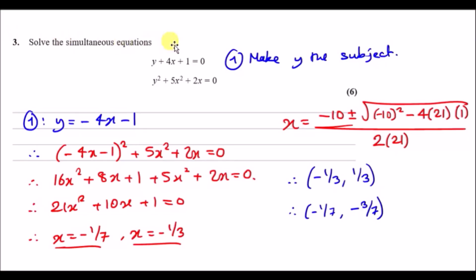Solve the simultaneous equations. All right, fair enough. For these kind of pairs, you'll realize you get a linear term here and then a quadratic term. My tip is to always make, from the linear equation, the first one, y the subject or x the subject.